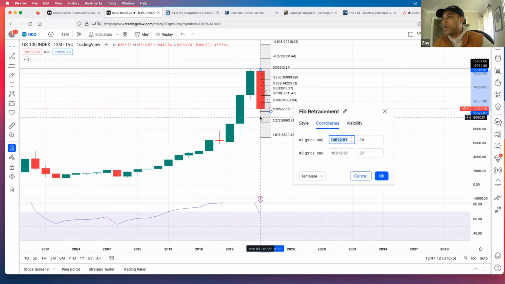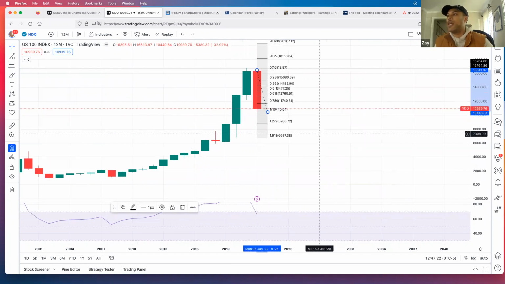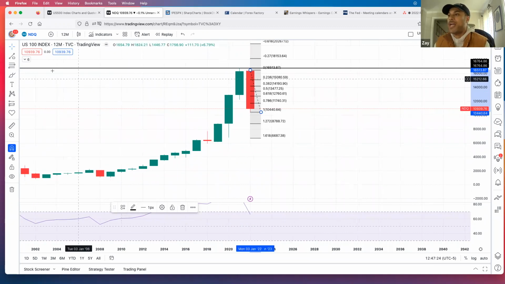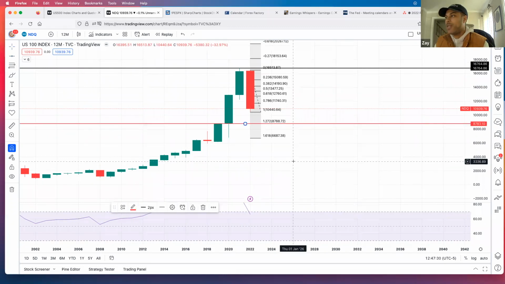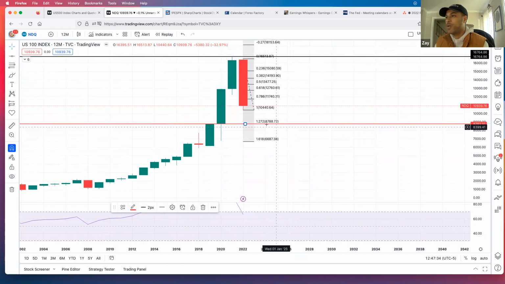So that low was 10,440.64. And the high was 16,513.87. All right, so that sticks. So as you can see, stick it to the fibs. This is where we're at, right? So I'm gonna bust that down. That's gonna be my low for the year that I'll be looking for.